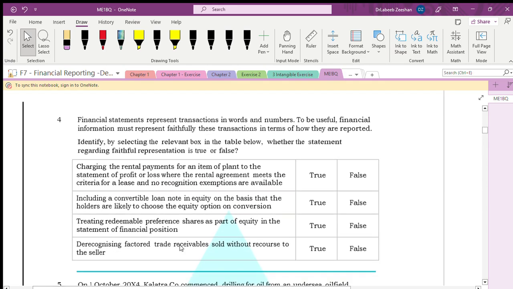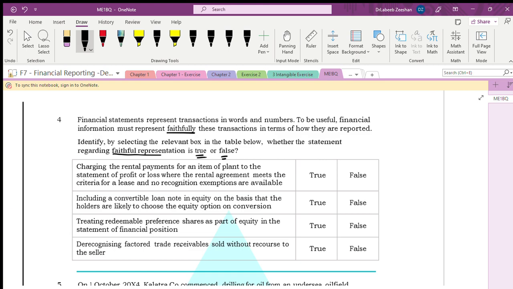Next, these are conceptual questions. The financial statements represent transactions in words and numbers. To be useful, financial information must represent these transactions faithfully in terms of how they are reported. Identify by selecting the relevant box in the table below whether each statement regarding faithful representation is true or false.